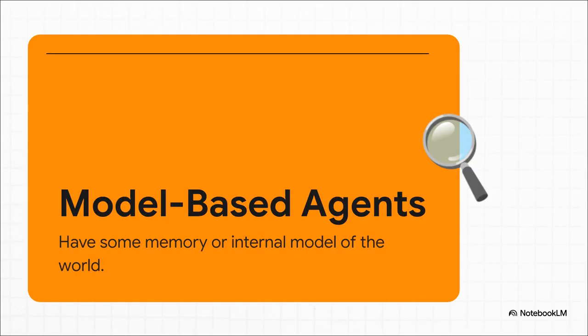Okay, let's take a step up the ladder. The next rung adds a really crucial ingredient, memory. These are called model-based agents. They actually keep an internal model of how the world works, and they use information from the past to make much better decisions in the present.